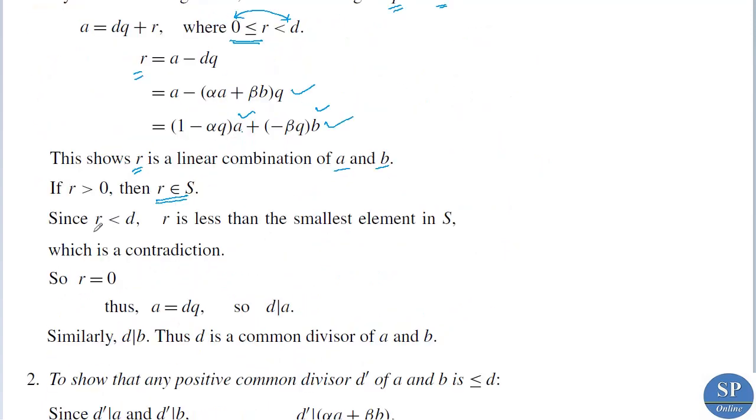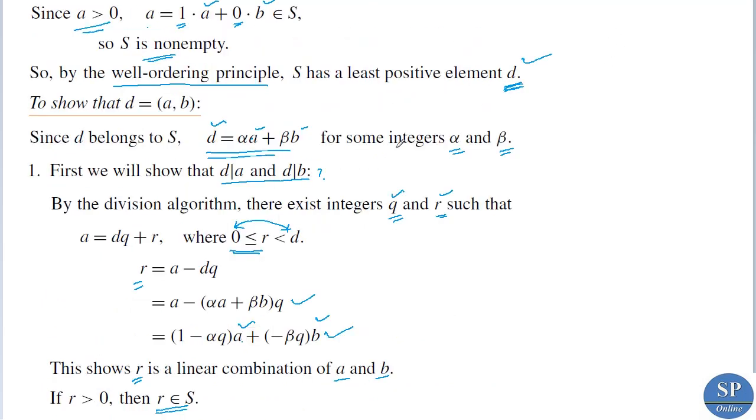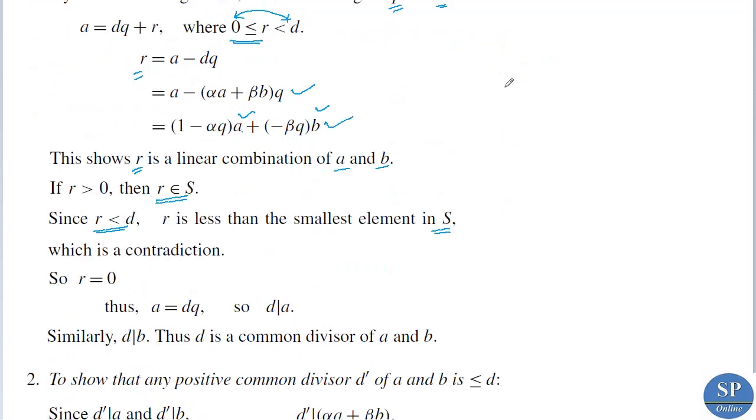Now since R is less than D, R is less than the smallest element in S, because we assumed that D is the smallest positive element in S. So since R is less than D, R is less than the smallest element in S, which is a contradiction. Therefore R should not be less than D. Therefore R is equal to 0.